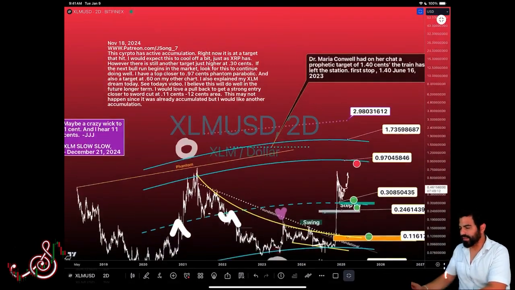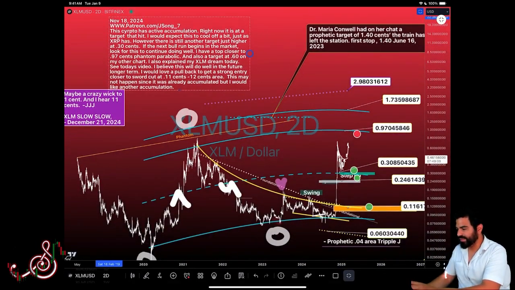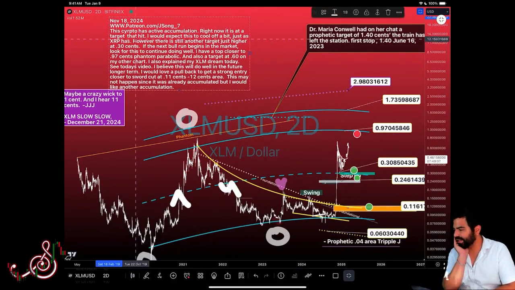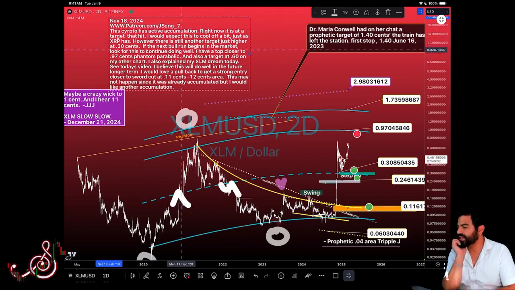Okay, and then some of my comments were, this crypto has active accumulation. Right now, it is at its target that hit. I would expect this to cool off a bit, just as XRP has. However, there's still just another target higher at 30 cents. Okay, so that one already hit.